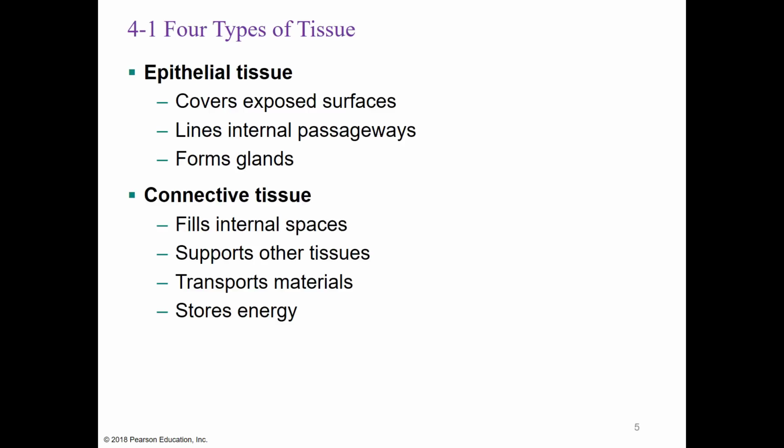So epithelial tissue, just in general, we're going to go into it in great detail after we give a little overview. This is what we're going to find covering exposed body surfaces as well as internal passageways. So epithelial tissue lines or covers the human body, and it can also form glands. Connective tissue is going to fill spaces inside your body. It supports other tissues, transports materials, and also stores energy, mostly in the form of fat.